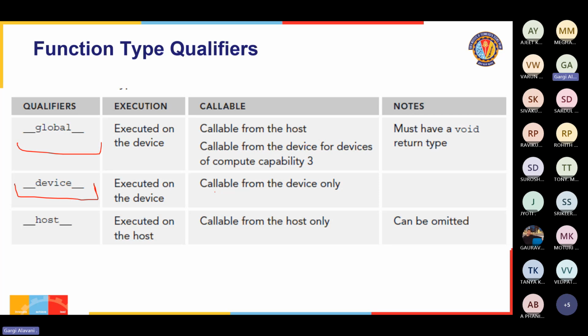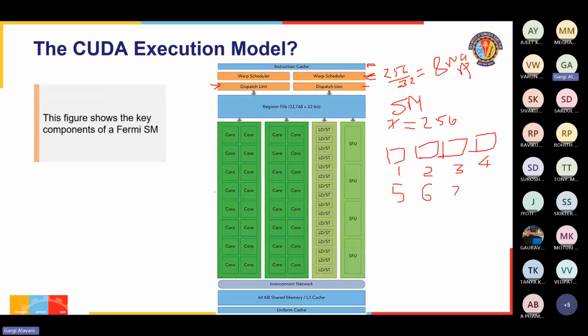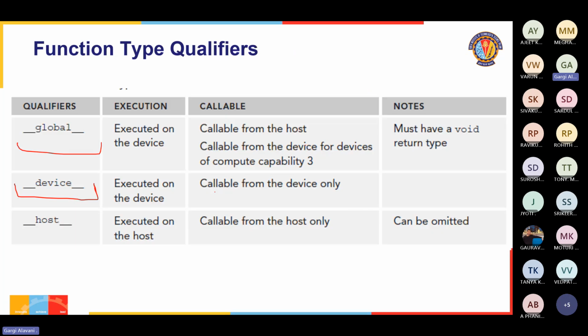Then you have a host qualifier, which is an optional qualifier because this is a CPU function. You may or may not put it. If you do not put it, it will by default be a CPU function. But these CPU functions are called from the host only. You cannot call these functions from your GPU device functions or global functions. So I think with this, we should stop and discuss the CUDA execution model in the next class because it has many more things to be discussed.